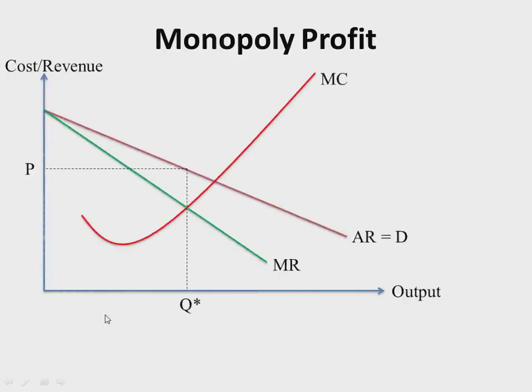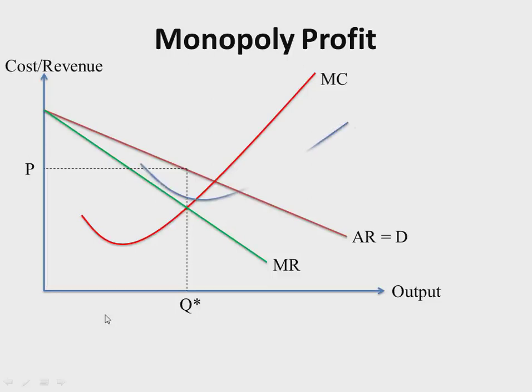Okay, so with our initial equilibrium point where marginal revenue equals marginal cost, and the quantity being Q star and price P, if we have our average total cost curve, or simply our average cost curve, we will be able to get the profit level or the loss level for the monopolist.